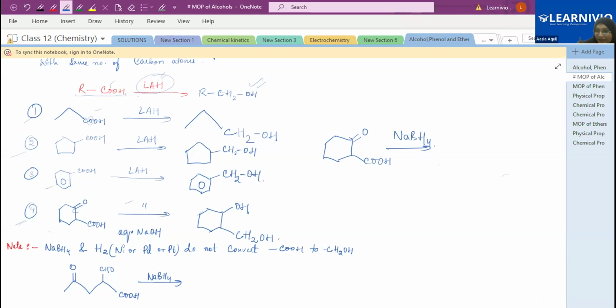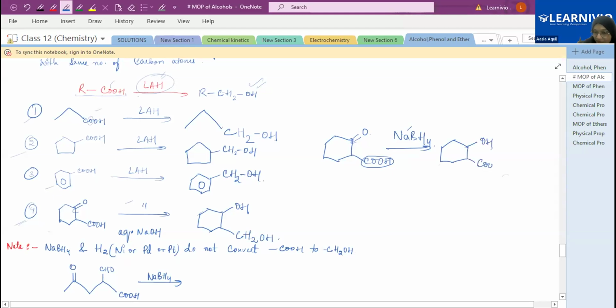It will reduce this ketonic carbon, right? But it will not reduce the carboxylic acid, because it is not as strong as lithium aluminium hydride. So what will be your product? In this place, this will be reduced to OH, and you will write COOH as it is, because you are using the weak reducing agent sodium borohydride. It will not reduce the carboxylic acid. Clear? Yes, ma'am.